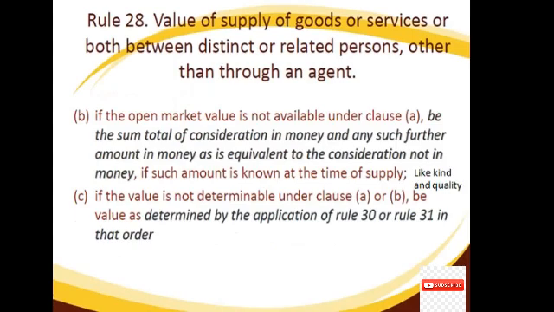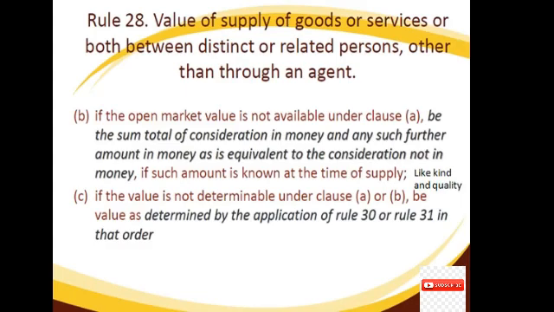Again, the points are similar to rule 27 itself, just the second point has been eliminated. I am repeating again, in rule 27 we have talked about 5 points, that was open market value. Then the second point was monetary plus non-monetary consideration. The third one was like kind and quality. The fourth one was rule 30 and then rule 31. So rule 28 is just similar to rule 27. It just eliminated the second point and the remaining 4 points are in the same sequence itself.